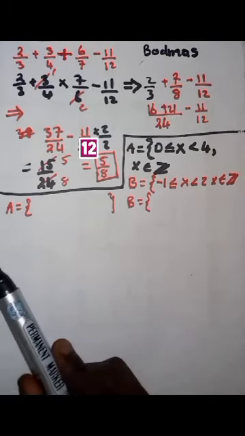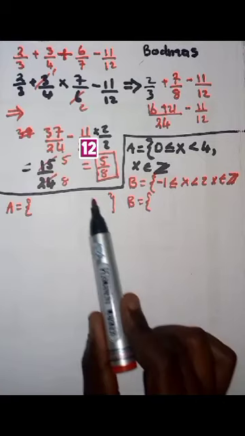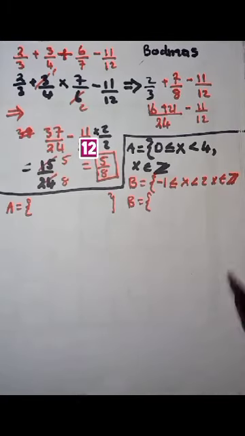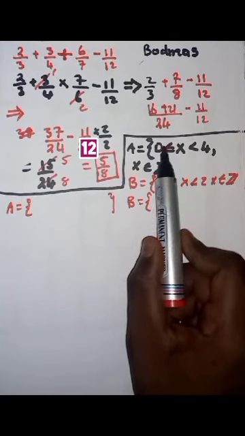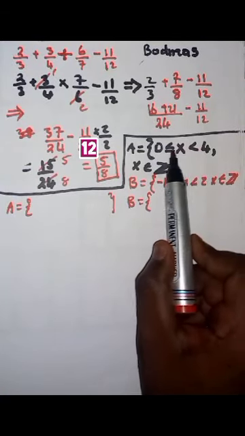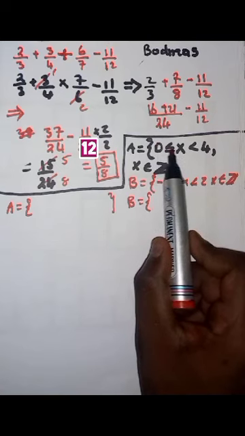Then the question wants us to list the elements of the set A and list the elements of the set B. Alright, let's start with A. Since the set A is from 0 less than or equal to x less than 4, this 0 is also part of this.